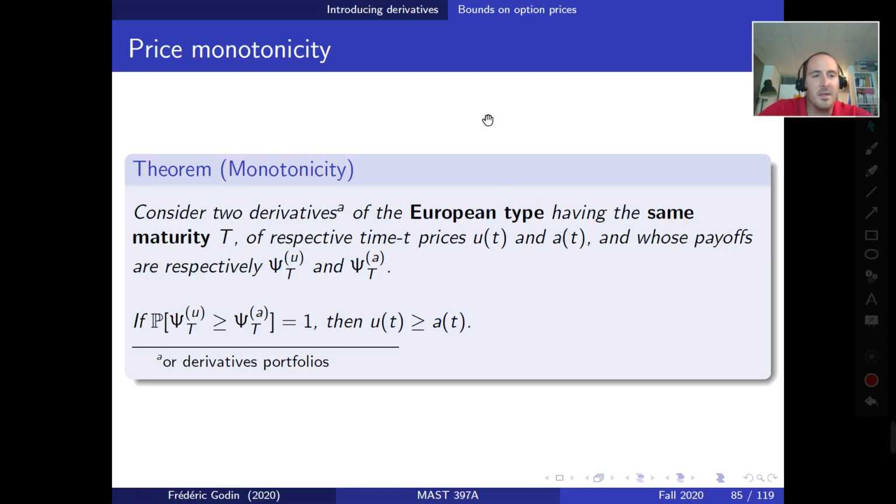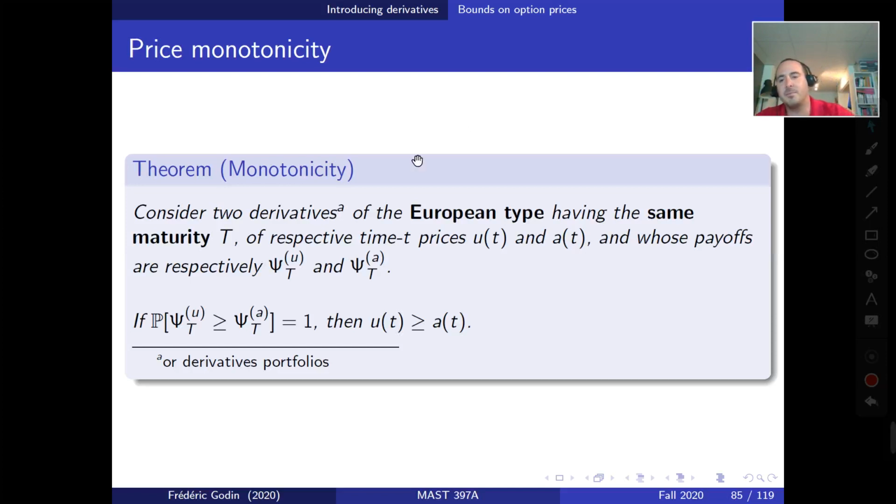Second theorem is the monotonicity theorem. Again, this result is pretty obvious. It says that if some derivative pays you more money than some other, then the one which pays more money should be more expensive. So this is very logical. We can state this result more formally like this.